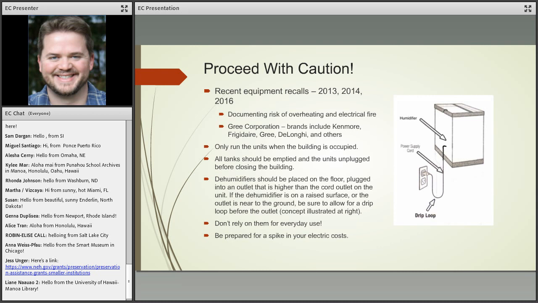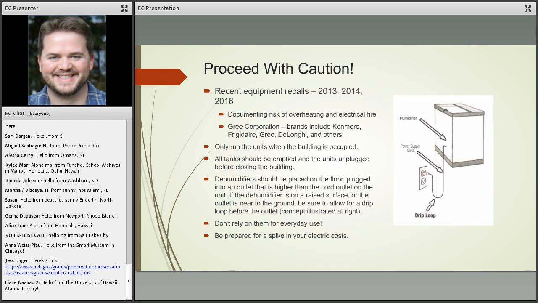So in 2013, all the way up through the most recent one I'm aware of, 2016, there have been a series of equipment recalls in the United States for dehumidification units, specifically produced by the Gree corporation. I think most of the manufacturing was in China. But these brands include very common ones that we see all the time, both in residential and in commercial and cultural heritage applications, ranging from Kenmore, Frigidaire, Gree, DeLonghi, and a number of others.